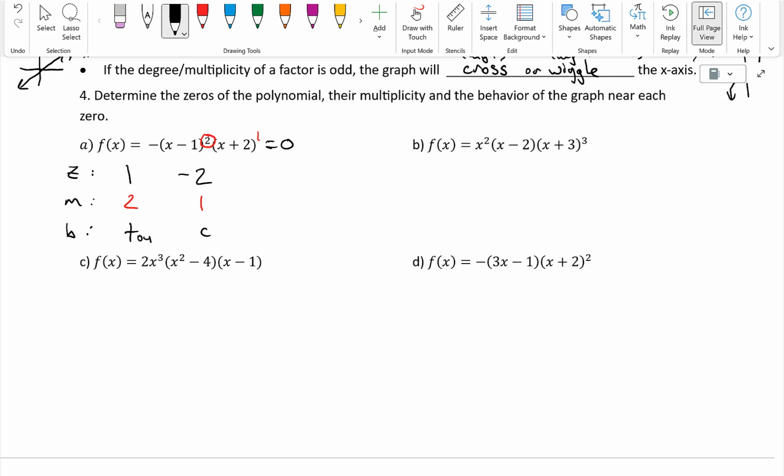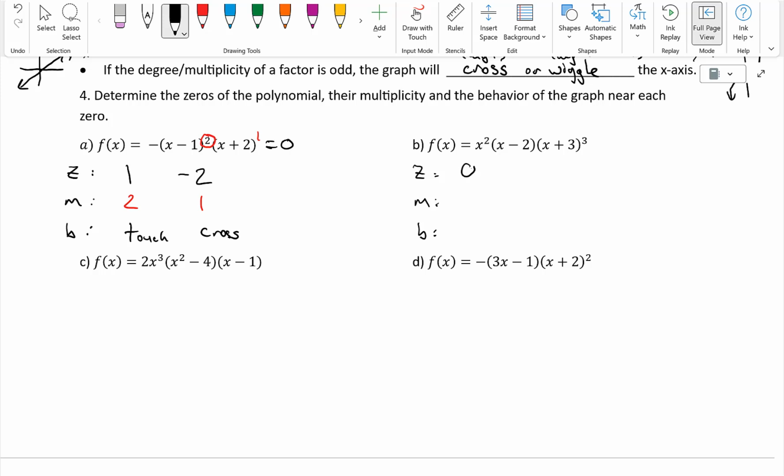So I can write it out the first time. We can write out touch and cross. You can just use T and C. W for wiggle we'll do in a sec. For B, we've got f of x equals x squared times x minus 2 times quantity x plus 3 cubed. Our zeros, their multiplicities, and the behavior near each.